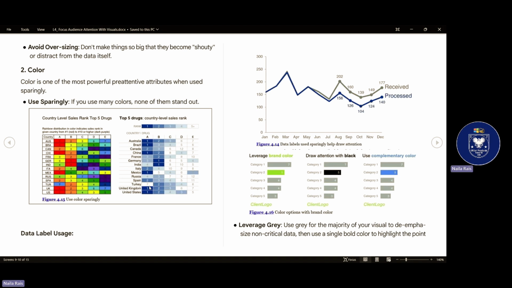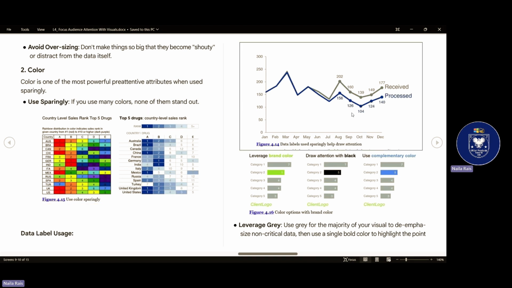data. Now looking at this, we have data label use as well. So in figure 4.14, data labels used sparingly help draw attention.